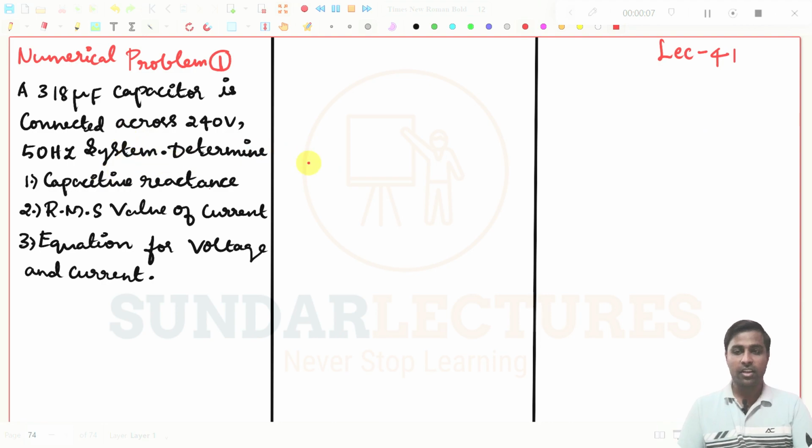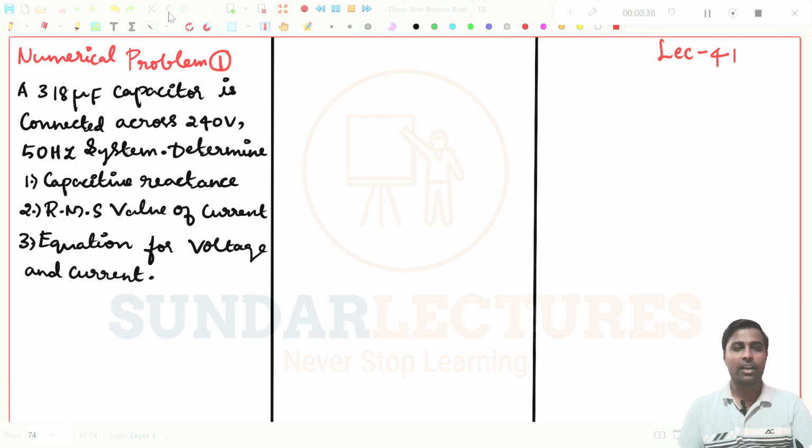In this lecture, we are going to see a numerical problem. We will take a numerical problem, and with that we try to relate the concepts we have seen in the previous three classes. That means AC through a pure resistor, AC through a pure inductor, AC through a pure capacitor, and AC through an RL circuit. We will take up a few problems, maybe 2 or 3, to get clarity about what we are actually studying.